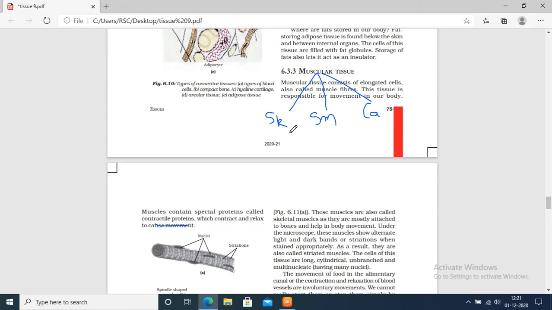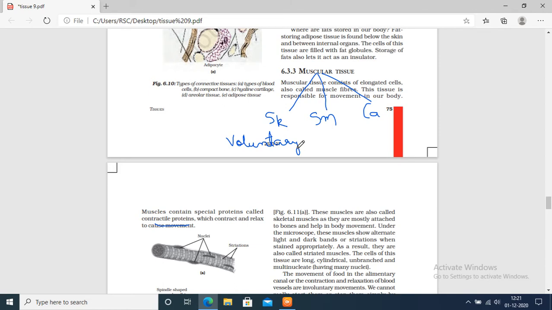So what is a skeletal muscle? Skeletal muscle is also known as voluntary muscle. Voluntary muscles are those muscles whose action we can control. Okay, those muscles in which we can control the action are called voluntary muscles, because we can control the actions.